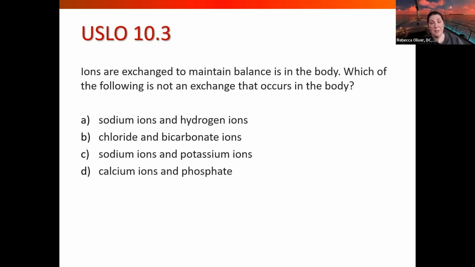Well, we know that we have sodium potassium pumps, and that they're going to be used as an exchange. And in the last lecture in this unit, we talked about how when our pH drops and we become more acidic, the kidneys will selectively move bicarbonate ions into the interstitial space that can be picked up by the bloodstream, as opposed to chloride ions, which are normally going to follow sodium. So we know that chloride and bicarbonate is an exchange that happens. So then that leaves us with sodium ions and hydrogen ions, or calcium ions and phosphate ions.